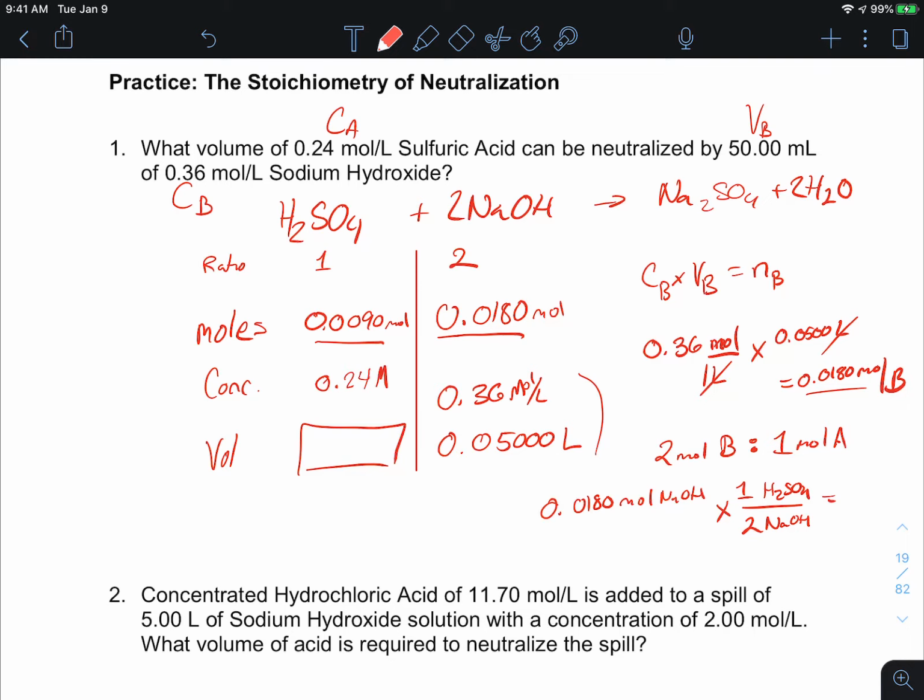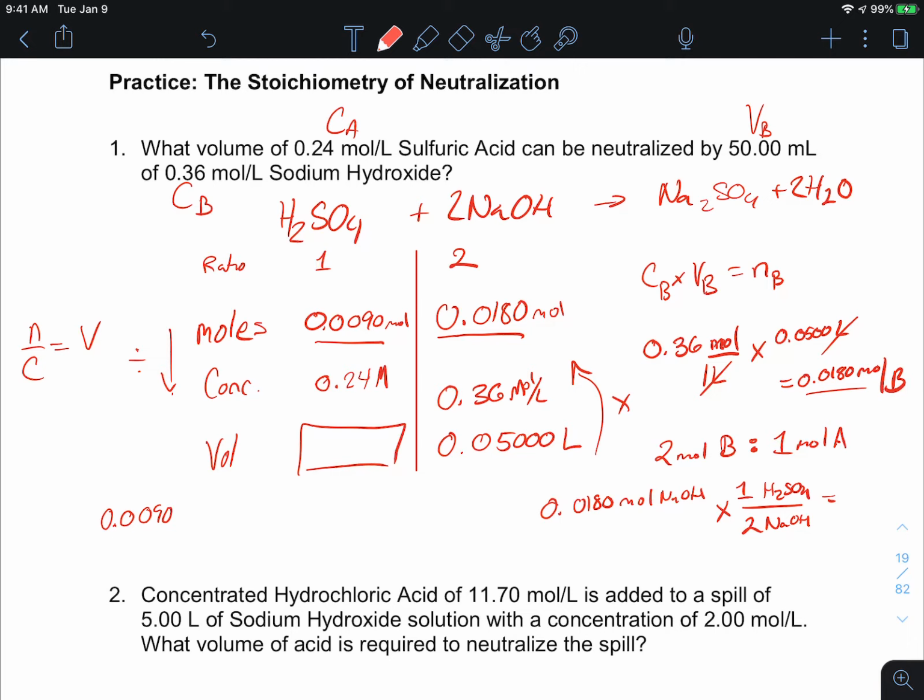liter. Now to find my volume, I simply am going to divide away by the concentration. So N divided by C is equal to V. So I'm just moving down. I'm going to divide away this way. So here we had sort of multiplying to go up, and now we're going to have a division to go down.